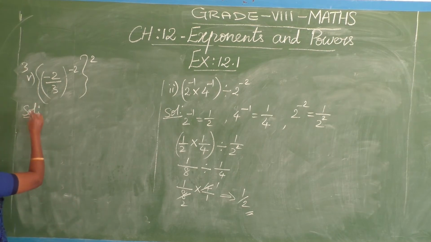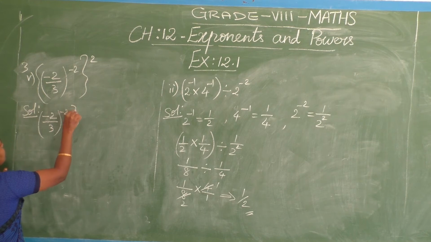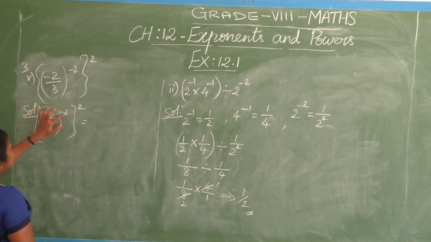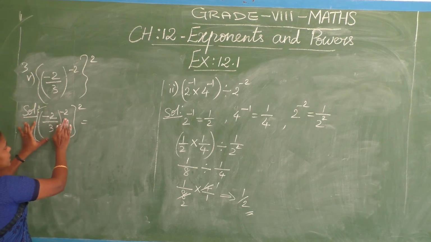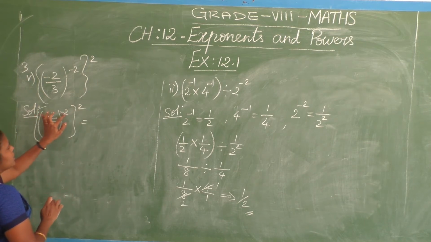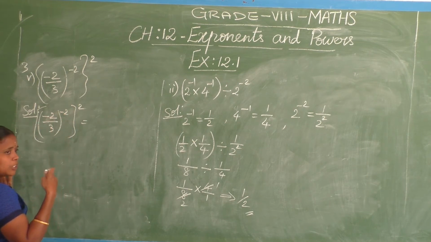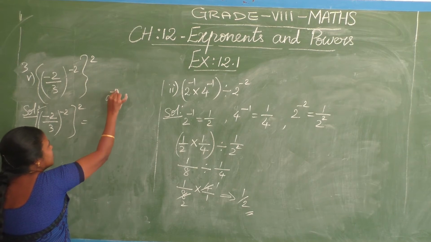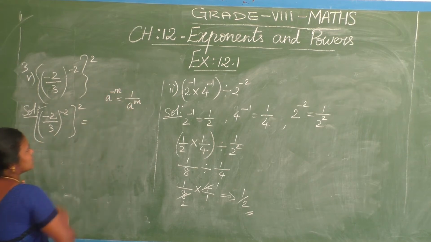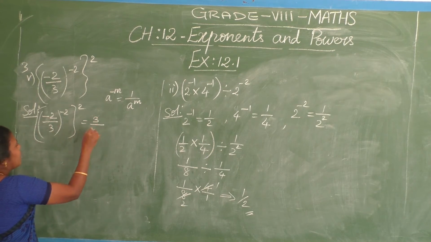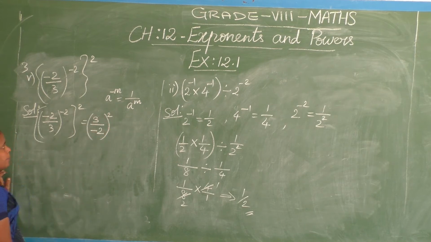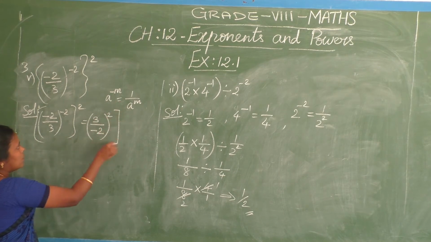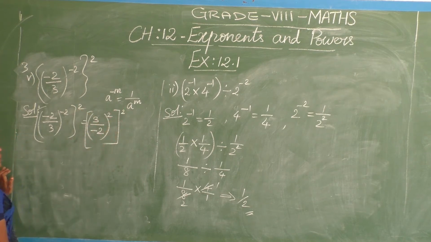Okay. How to solve? See, minus 2 by 3 the whole power minus 2 is equal to, see this minus 2, actually first inner part take, after that you will consider this, okay, minus 2, negative power, first of all we have to change into positive power, by using which law, a power minus m is equal to 1 by a power plus m. Using this law, this can be written as 3 by minus 2 the whole power plus 2. Clear? Minus 2 by 3 the whole power minus 2 can be written as 3 by minus 2 the whole power plus 2 using this law. For that, one more power. Clear?